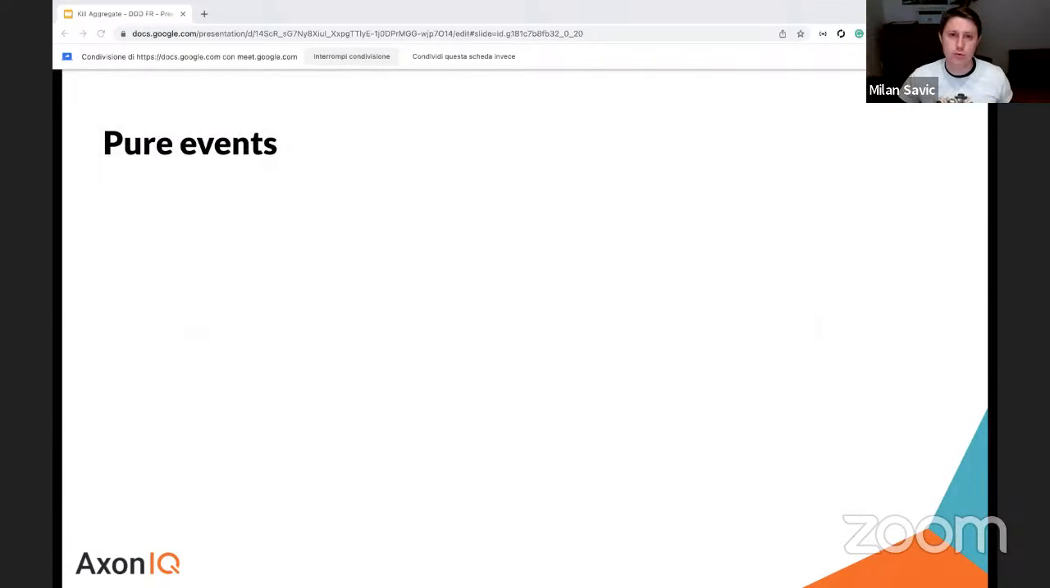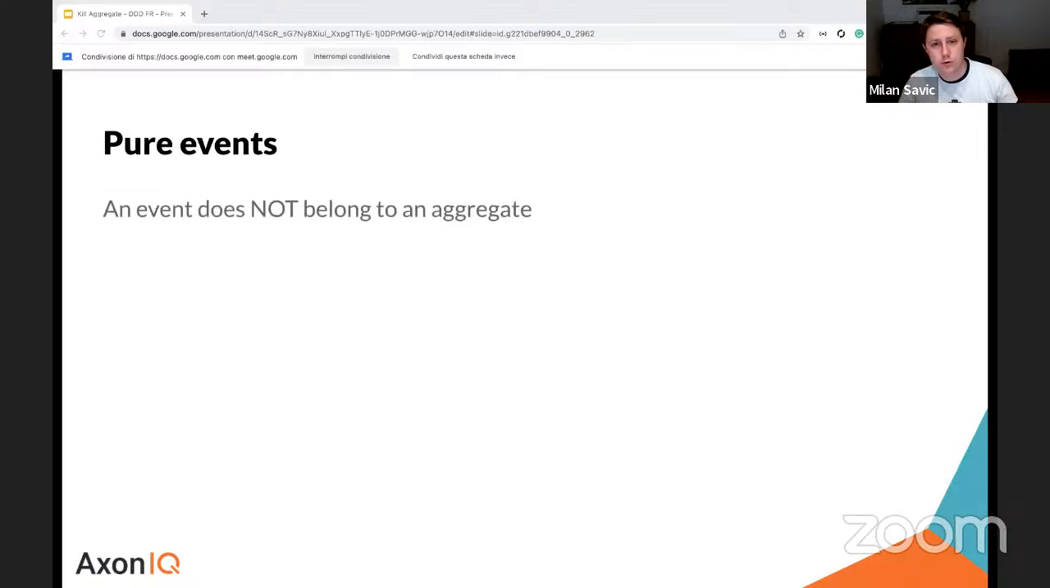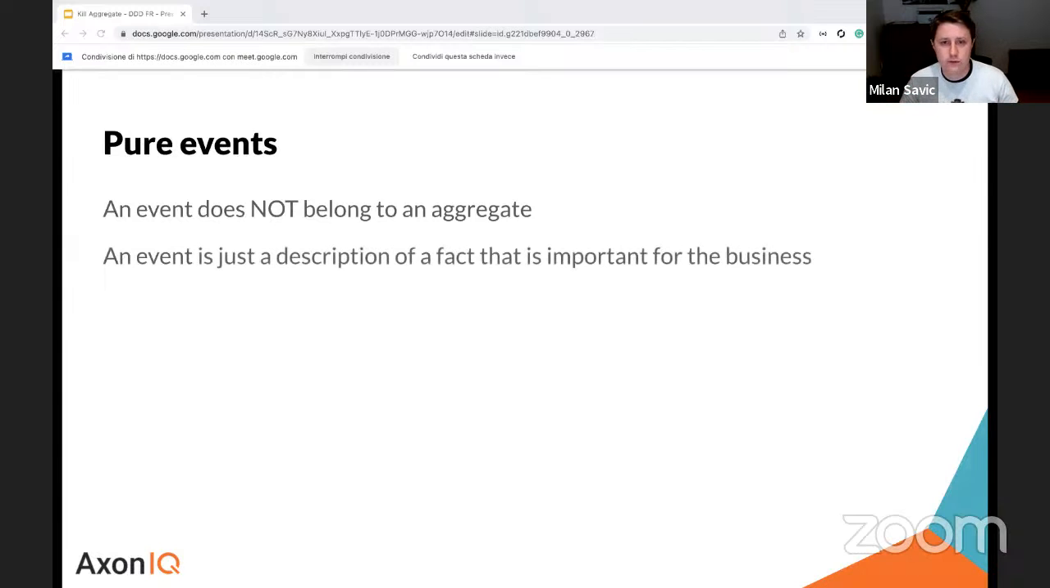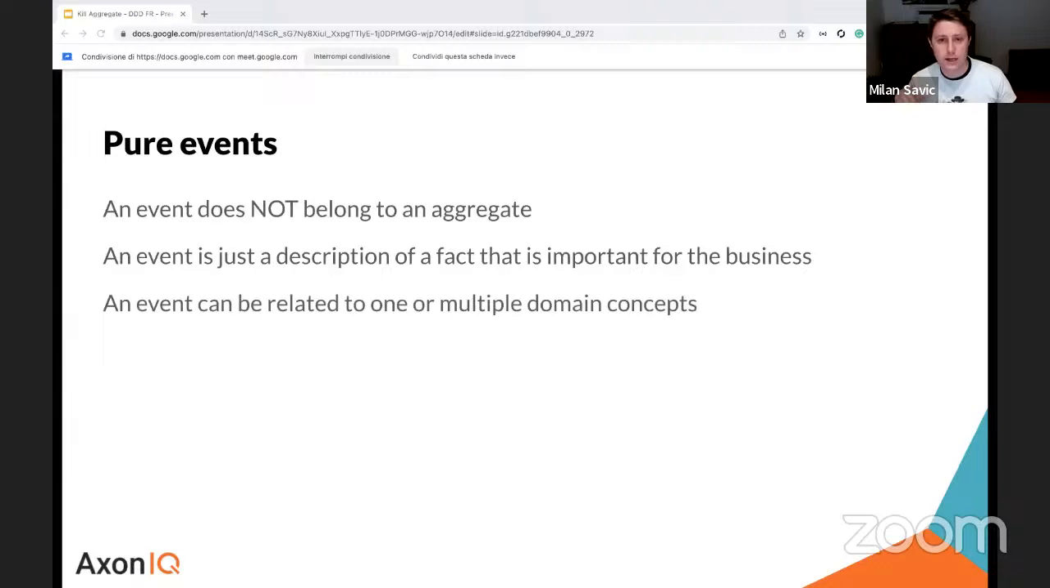Let's try now to exploit these pure events even more. Let's see what attributes they have, and later on what benefits we can extract from them. So basically, pure events do not belong to an aggregate, so there is no ownership of them. Pure events are just descriptions of fact that something relevant, something important has happened in our domain, and they can be related to one or multiple domain concepts.